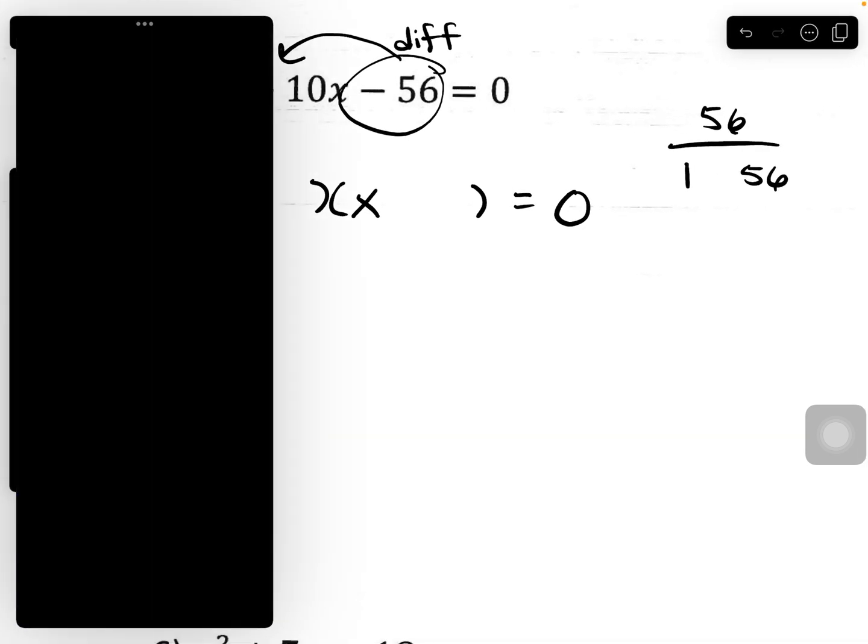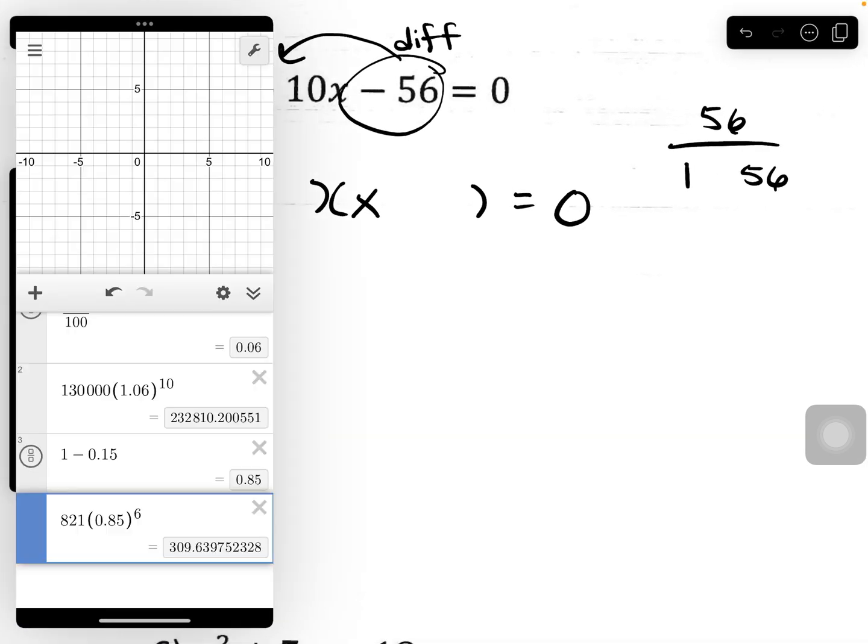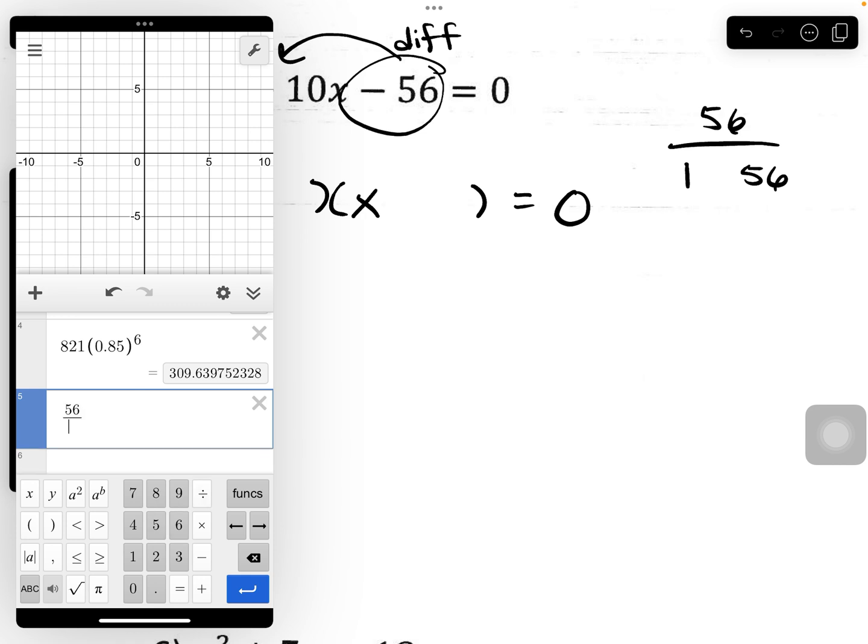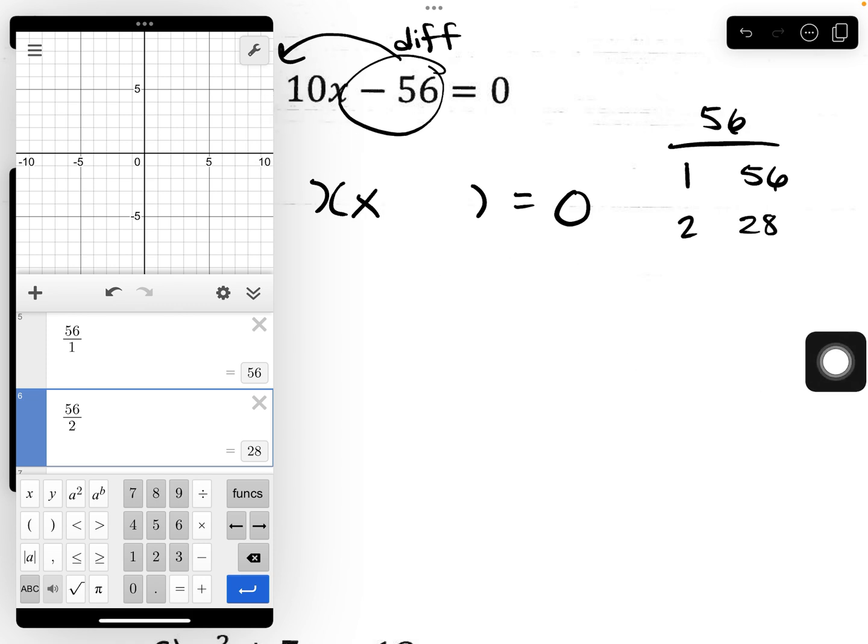Reminder, we're going to divide by our integers just in order, in any order that feels good, right? We're going to start with 56, divide it by 1, so 1 and 56. 56 divided by 2, 2 and 28. Reminder, we're looking for a difference of 10. We want that middle number. 56 divided by 3, nope. 56 divided by 4, 4 and 14. 56 divided by 5, nope. 56 divided by 6, nope. 56 divided by 7 gives me 7 and 8. Those will repeat, so we're done.